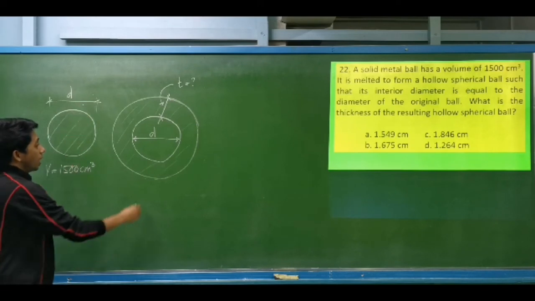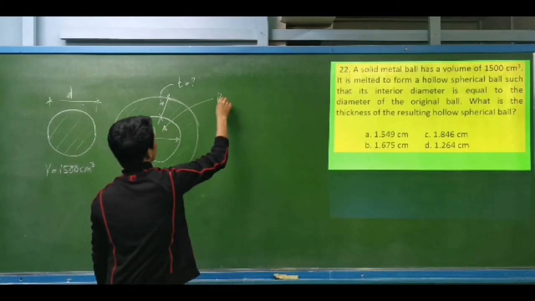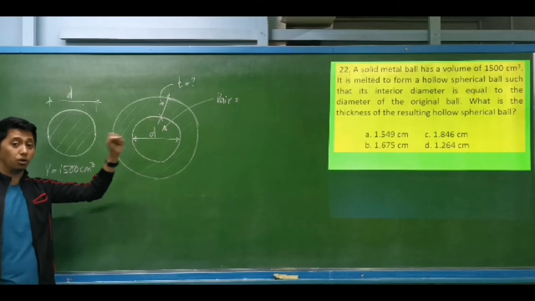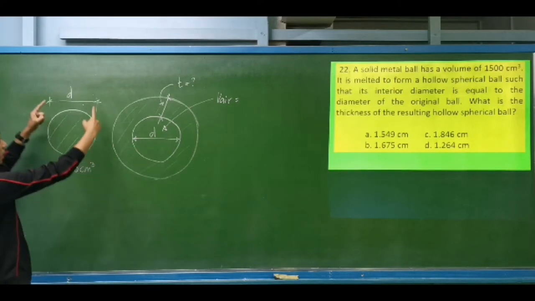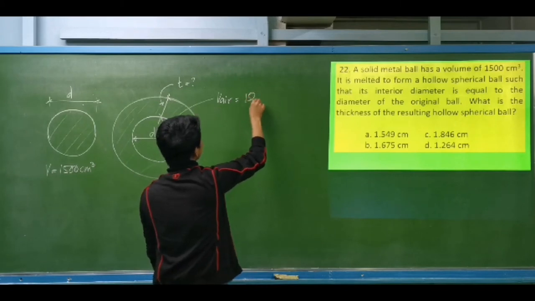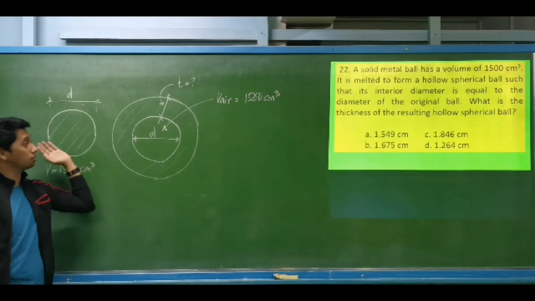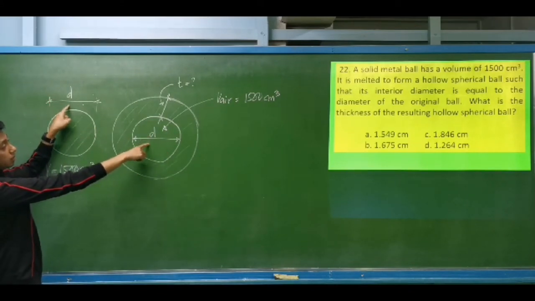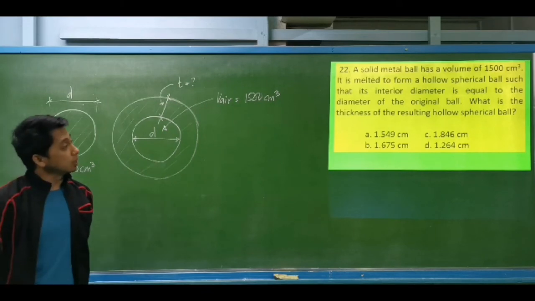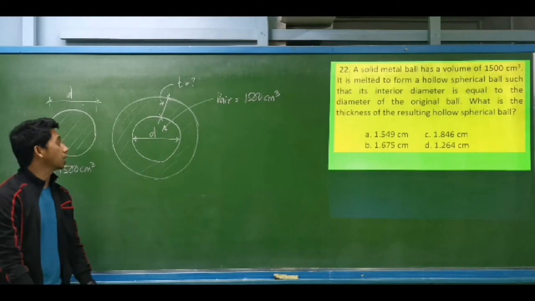So this means, alam ba natin yung volume ng hangin dito sa loob? Do we know the volume of air? Alam ba natin yung volume ng hangin doon sa loob or yung empty space sa loob? Di ba the same diameter sila? So this means, the same volume. The same as 1,500 cubic centimeters. So I hope malinaw yun na equal volume sila dahil the same diameter. Kaya lang ito, empty space. Alright? Then, what is the thickness of the resulting hollow spherical ball?